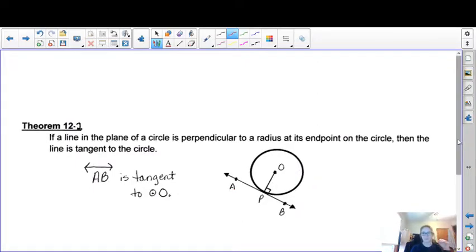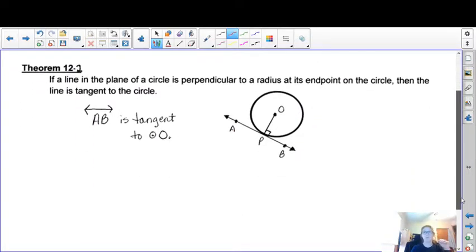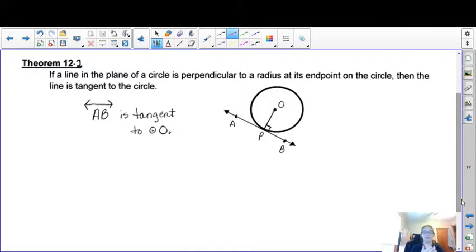All right, next theorem. If a line in a plane of a circle is perpendicular to the radius at its endpoint, then it is tangent to the circle. So this is going backwards. Before it was saying if it was tangent, it's perpendicular. Now it's saying if it's perpendicular, the line is tangent. So it's a reversal. Because I see this right angle mark right here at point P, it's saying that AB must be tangent.